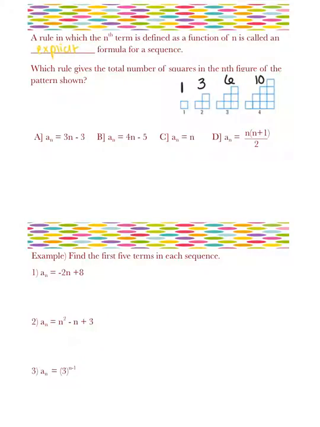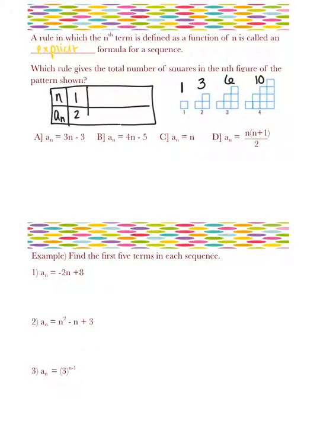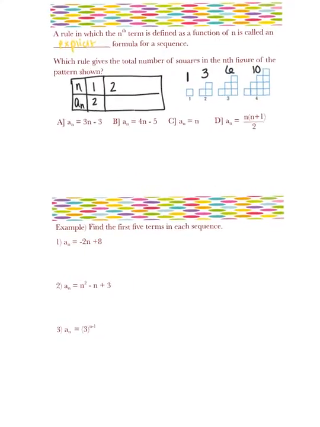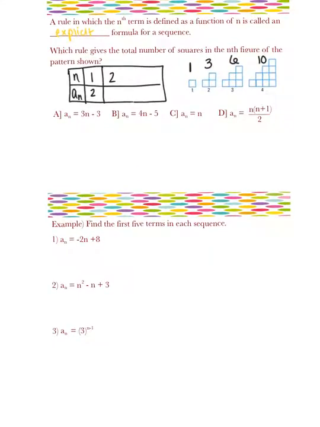So you can see, if I were to make a chart with my n and my a sub n, 1, I'd have a 2. Second step, I'd have a 3. Oh, I just made that really small. Hold on one second. I have a 3. There we go. In my third step, I've got 6. And in my fourth, I'd have a 10, and I'm going to put dot, dot, dot, because I'm sure I could write another figure.